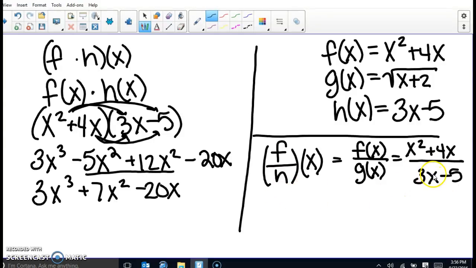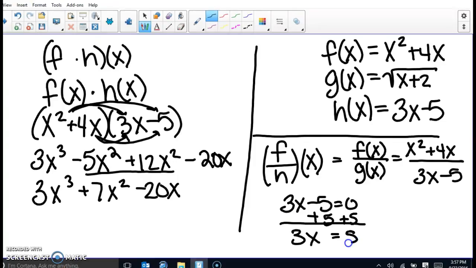We do need to consider our domain here. The denominator cannot be 0, so we need to consider that. So we're just going to set this equal to 0 and find out what makes the denominator 0. So in this case, if x equals 5/3, then the denominator is 0. So x cannot equal 5/3.